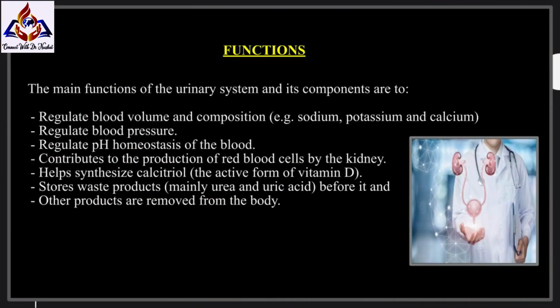Now the functions. The main functions of the urinary system and its components are to regulate blood volume and composition such as sodium, potassium and calcium, regulate blood pressure, regulate pH homeostasis of blood, contribute to the production of red blood cells by the kidney, help synthesize calcitriol, which is the active form of vitamin D, and store waste products, mainly urea and uric acid, before they and other products are removed from the body.